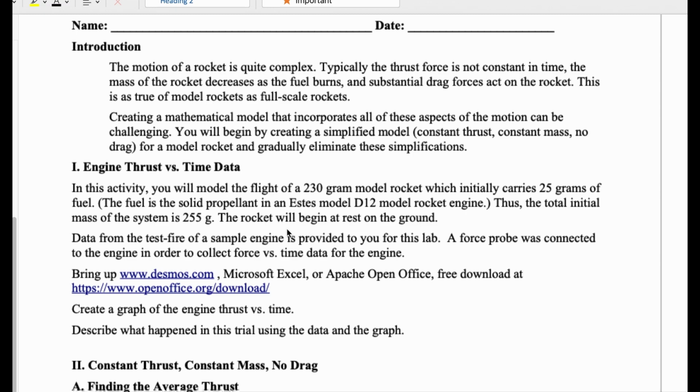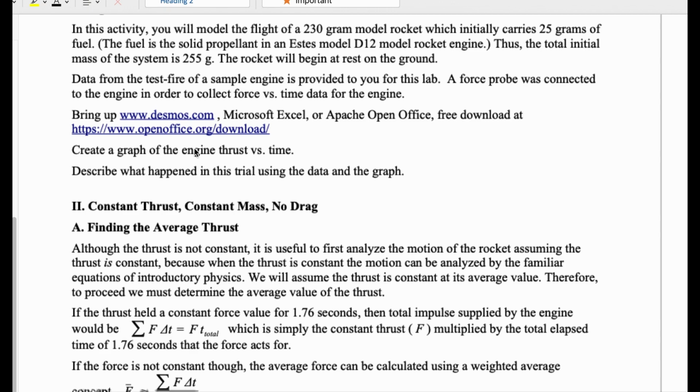All right, so in this activity, the mass of our model rocket is 230 grams, but it initially carries 25 grams of fuel. So the total initial mass of the system is 255 grams. And the rocket begins at rest on the ground, of course. You're going to want to use either OpenOffice or Microsoft Excel. You can download Apache OpenOffice for free.